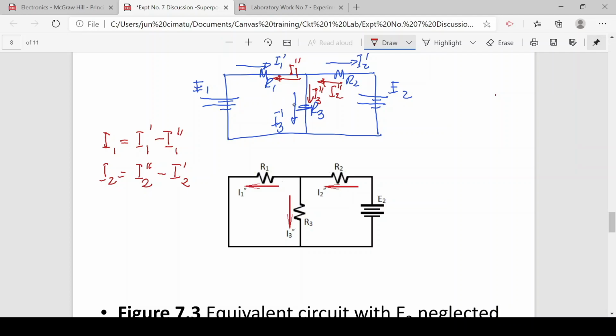However, in the branch R3, the component currents are in the same direction, and therefore these currents combine with each other to form I sub 3, the current in R3. So this is I sub 3 prime plus I sub 3 double prime. And this is the concept of the superposition theorem.